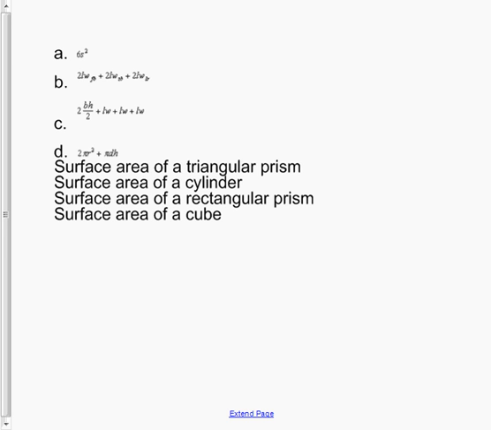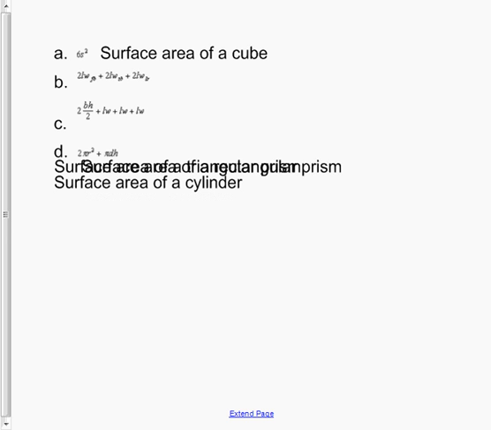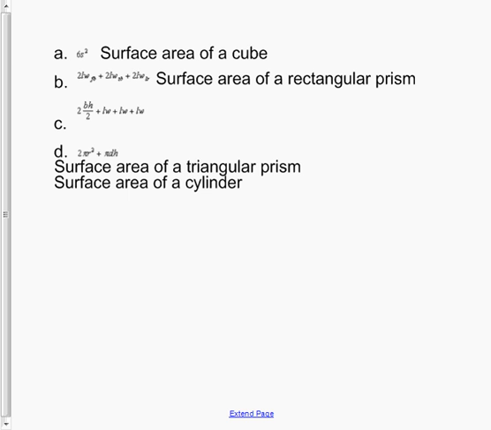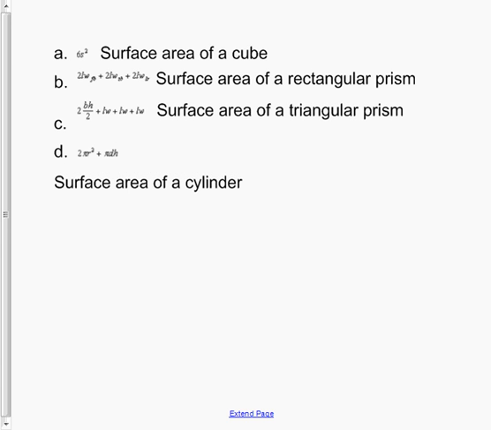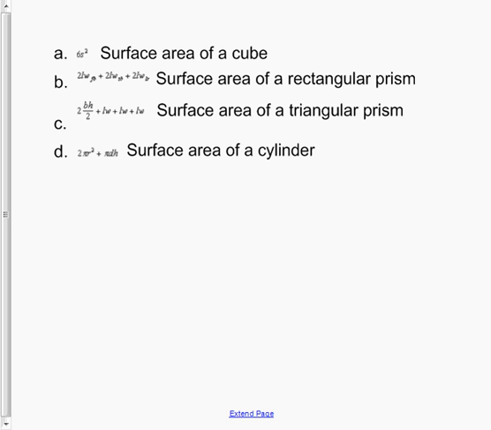And your last part was your match. So 6x squared is your formula for the surface area of a cube. 2LW plus 2LW plus 2LW is the surface area of a rectangular prism. 2 base times height divided by 2 plus 3 rectangles would be the surface area of a triangular prism. And your last one is the surface area of a cylinder.